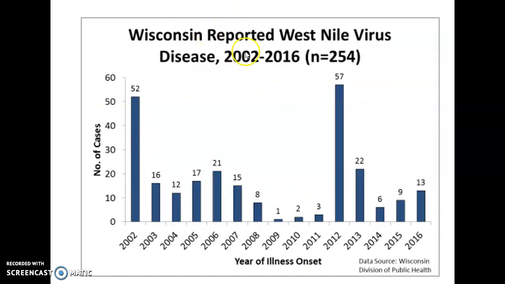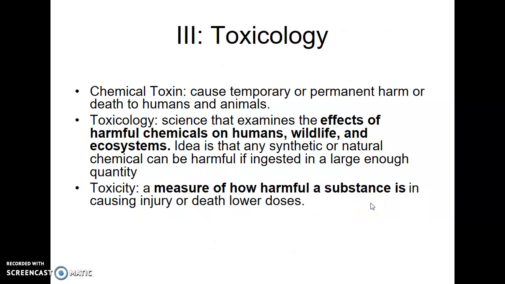So West Nile virus is another emerging infectious disease. We hit a huge spike in 2012 and 2002. That's where we saw the most illnesses, and it kind of goes up and down. It'll stay up really for 1 year, and then it'll go down, and then it'll fluctuate throughout the years.